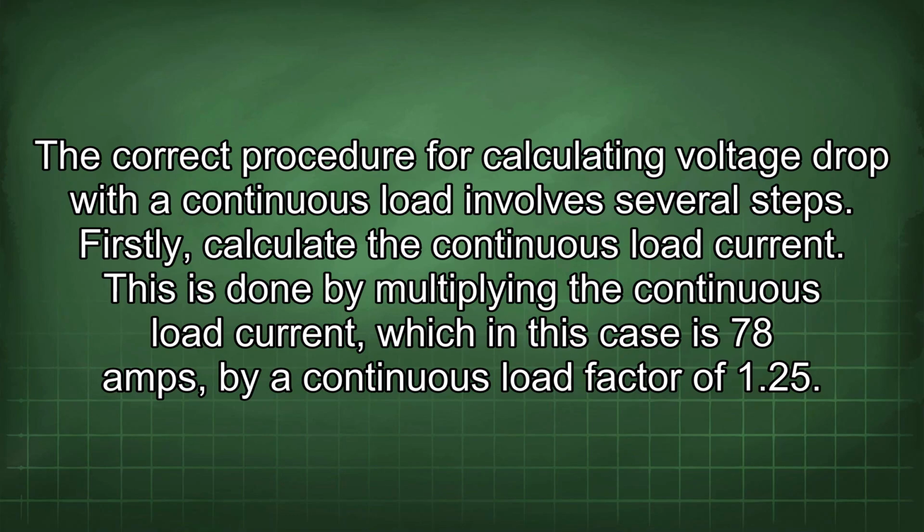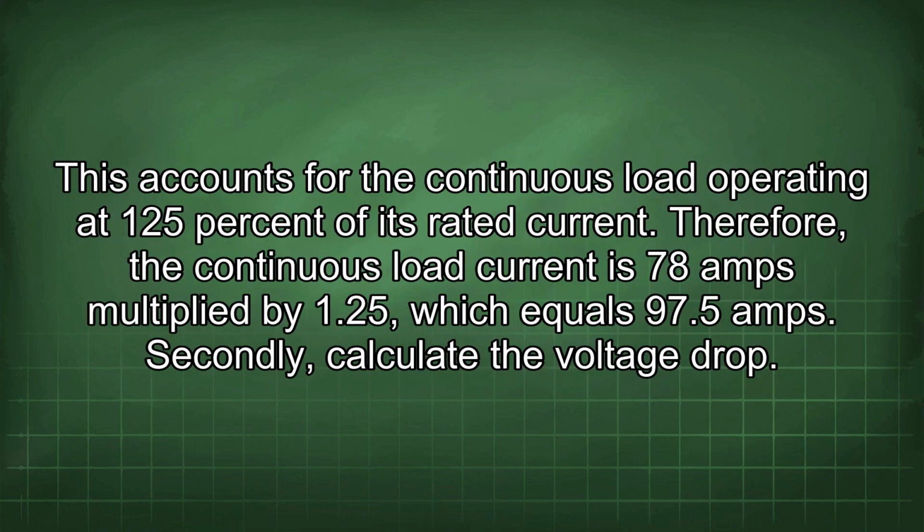The correct procedure for calculating voltage drop with a continuous load involves several steps. Firstly, calculate the continuous load current. This is done by multiplying the load current, which in this case is 78 amps, by a continuous load factor of 1.25. This accounts for the continuous load operating at 125% of its rated current. Therefore, the continuous load current is 78 amps multiplied by 1.25, which equals 97.5 amps.